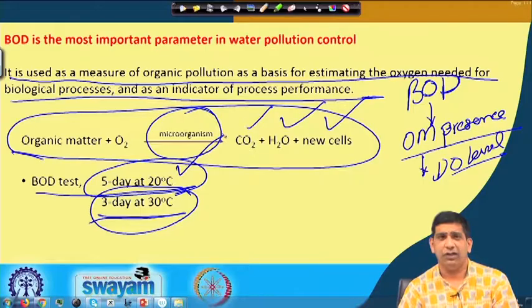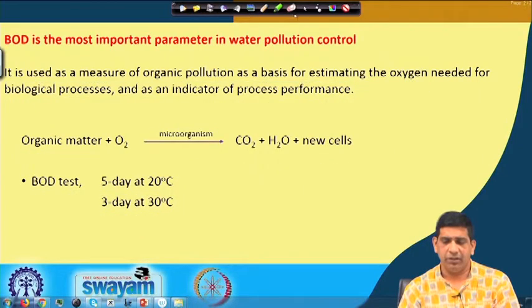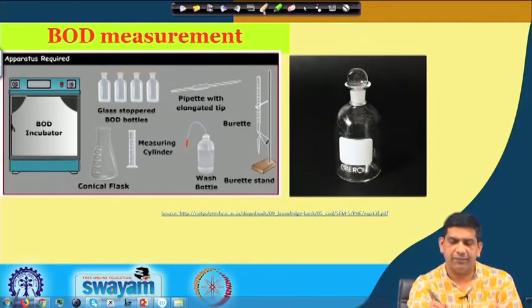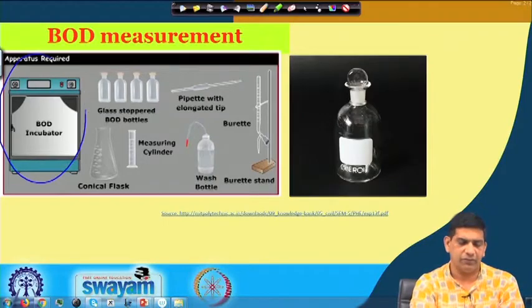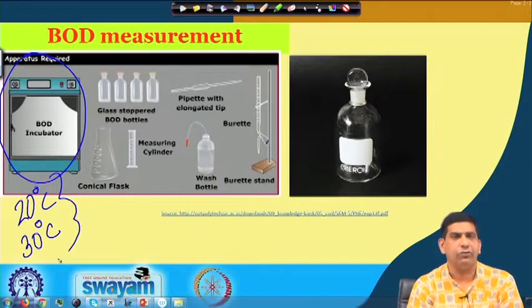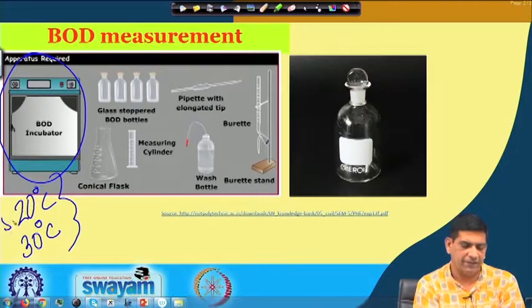So both are used, but the international protocol is 5 days at 20 degrees centigrade, and that's what you will do in most labs when you work in any environmental course which has a lab component. So for BOD measurement, what are the things we require? If you walk into any water quality lab, you will find these. There is an incubator which will keep the temperature. Remember what the temperature was? 20 degrees centigrade for 5 days or 30 degrees for 3 days. Either of those temperatures you need to keep there.